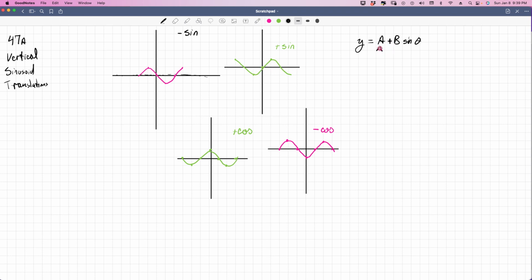A is going to be the y-intercept point. Remember when we do a linear equation and we have y is equal to mx plus b, and that plus b is the y-intercept?